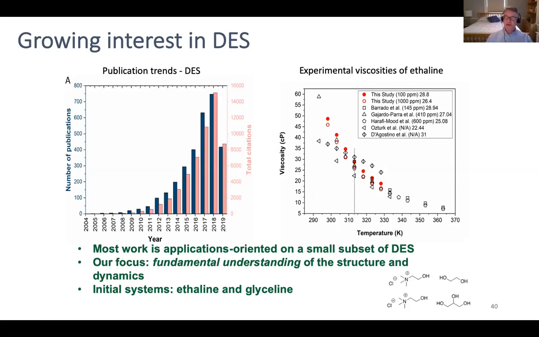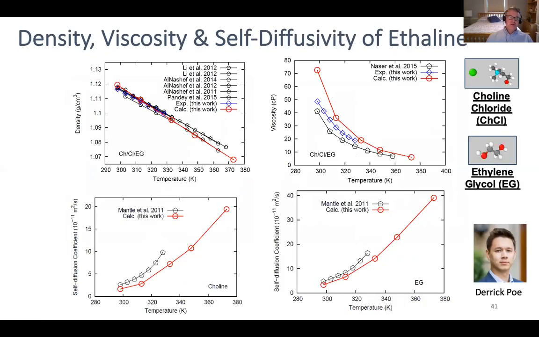So Derek Poe has been doing some of this work. Here I'm just showing you that he's been able to model the density, viscosity, and the self-diffusivity of ethaline, comparing this with experiments. The agreement is not perfect. We're working with Burcu Gurkan, and she's doing experimental work. Here are her viscosity values. Here are the literature values. Good temperature dependence, but we're off slightly. We tend to predict in this particular case higher viscosities than what's observed experimentally, and lower diffusivities.